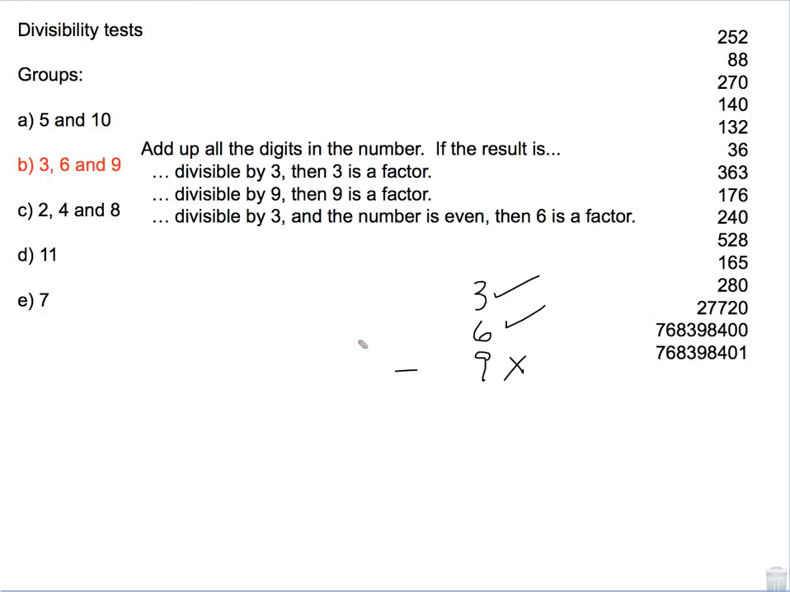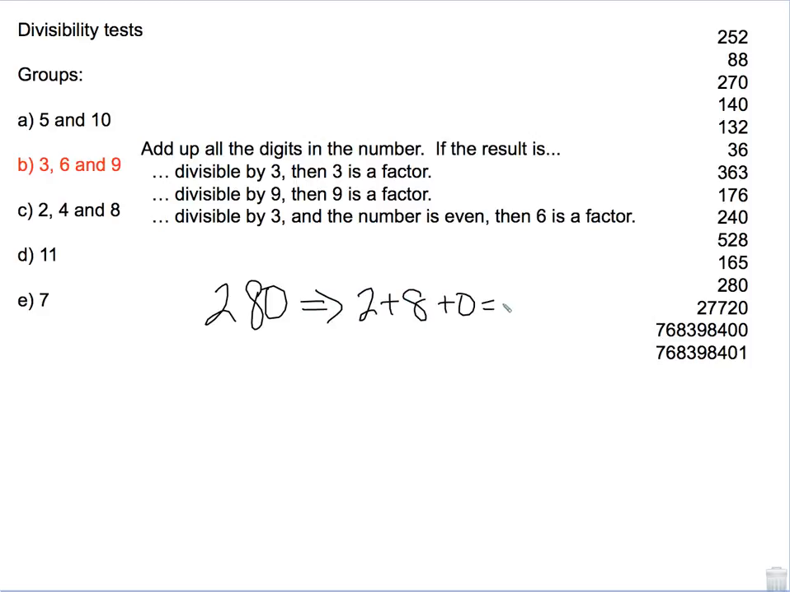Let's take a look at one more number. Let's take a look at 280. For 280, we get 2 plus 8 plus 0 equals 10. Well, 10 is not divisible by 3, 6, or 9, so 280 is not divisible by 3, 6, or 9. Those are the divisibility tests for 3, 6, and 9.